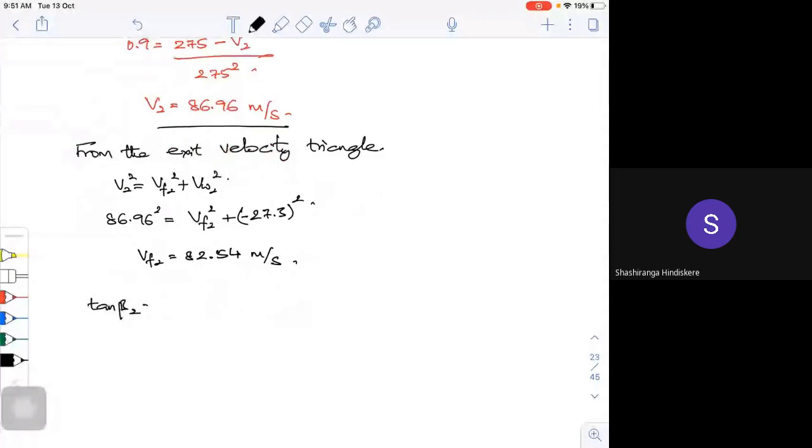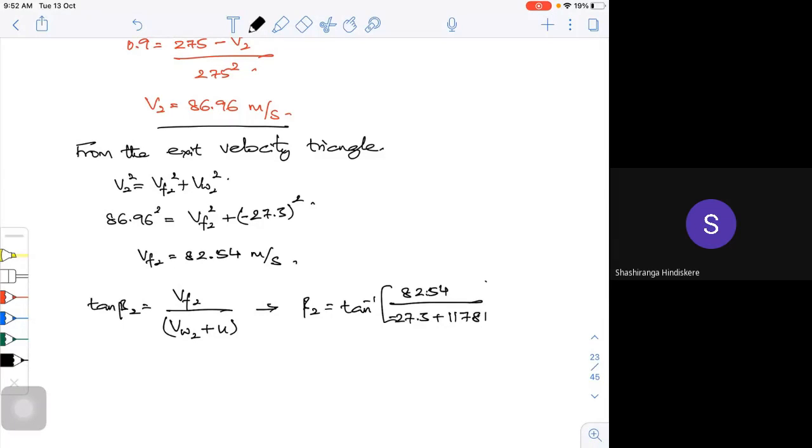Once I'm able to find this, I'll be able to find the blade angle, which is tan beta 2 is equal to VF2 divided by (VW2 plus U). If I take the tan inverse of it, tan inverse of VF2, which is 82.54, divided by VW2, which is minus 27.3, plus 117.81, I'll end up with somewhere around 28 degrees or something. 28 degrees is what I'm trying to get.